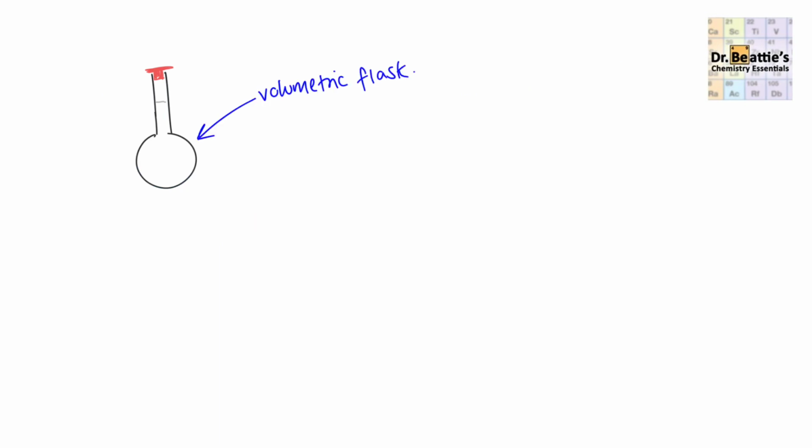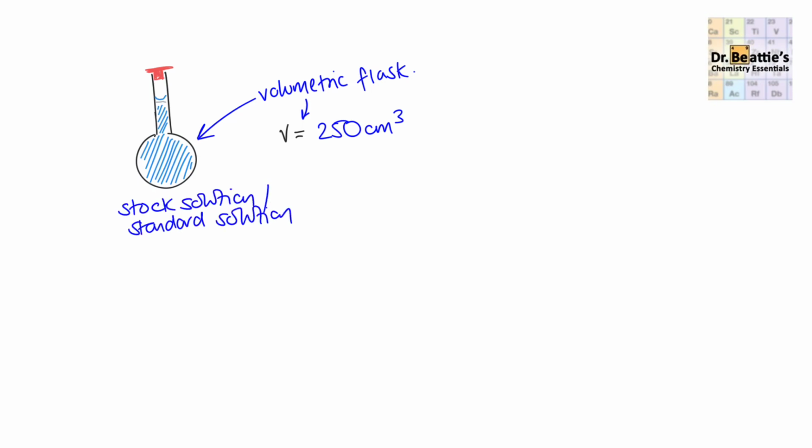A stock solution is usually contained within a volumetric flask. A volumetric flask is of known volume and will usually be 250 centimeters cubed. You usually fill up the volumetric flask to the meniscus. When we have this, we call this the stock solution, or sometimes the standard solution. In this we have a known volume, the 250 centimeters cubed. I'm going to designate that with a tick because we know it. And then also you would know the concentration.